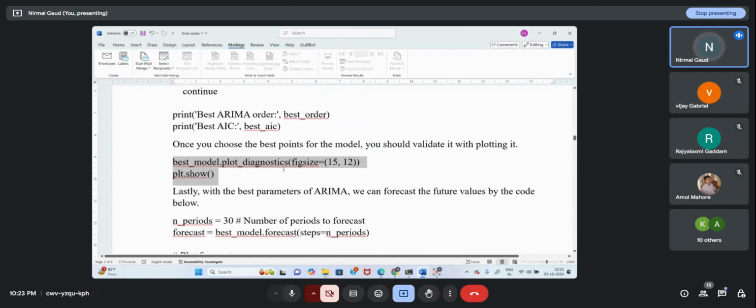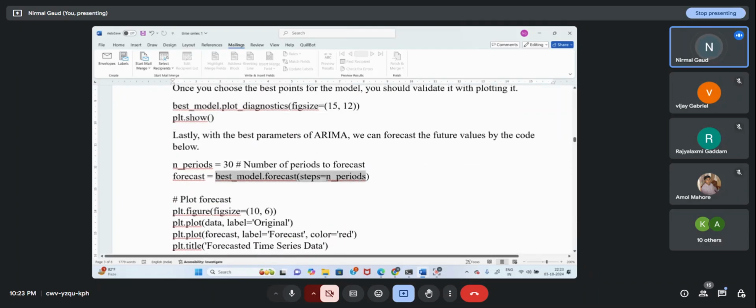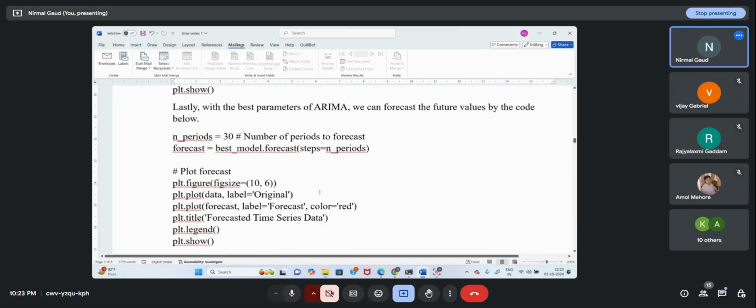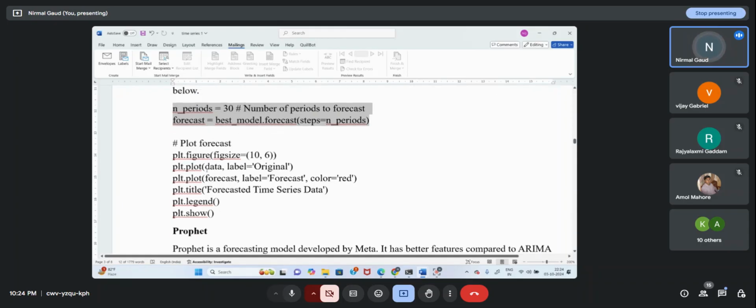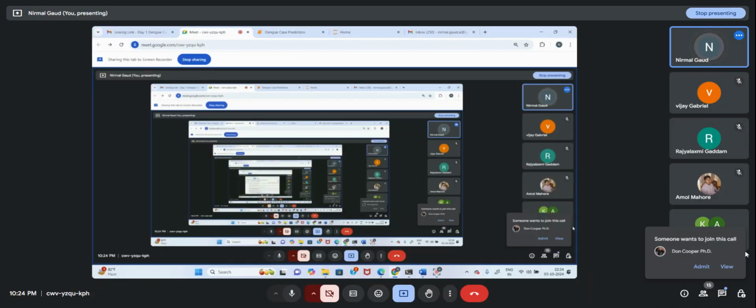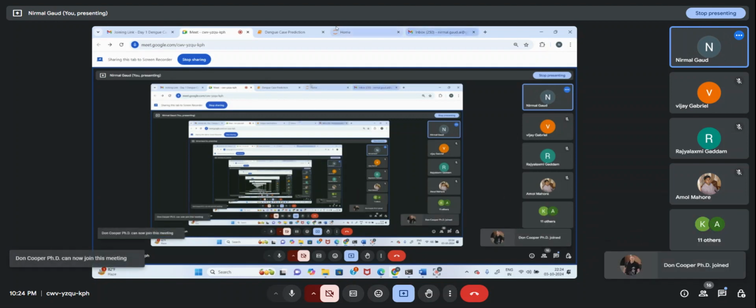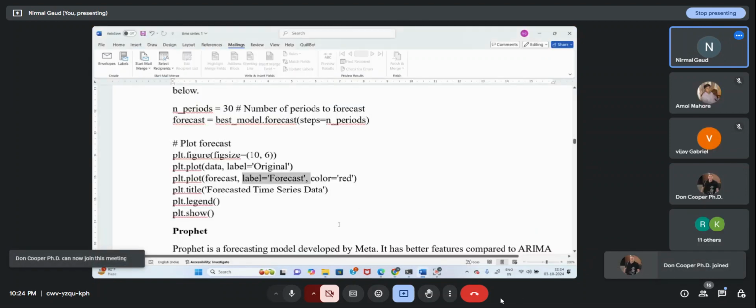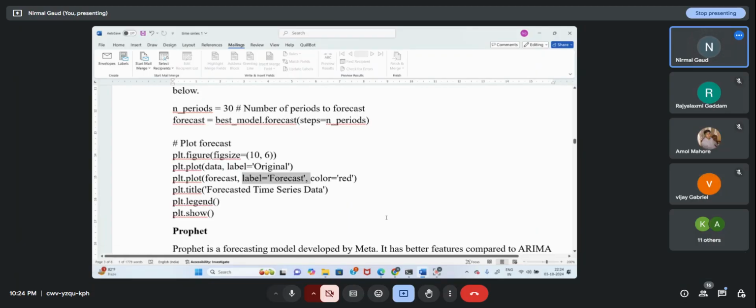You can plot your model and you can forecast. For example, n periods is 30, the number of periods to forecast. So give your number of periods as 30; I need to forecast for that. Then just plot between the original and the forecast. That's what you can do. You can perform the forecasting between the original and the forecasted values.